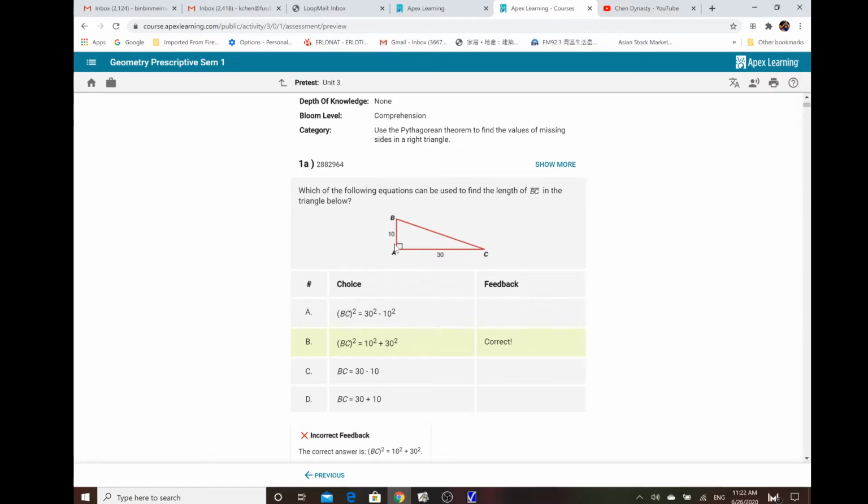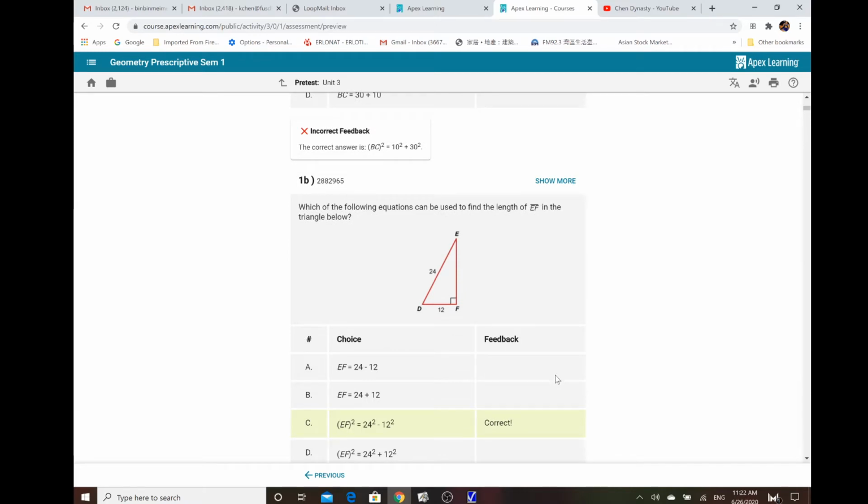So a is the shortest leg, b is the longer leg, and c is the longest side. The way to set up the Pythagorean theorem is a squared plus b squared equals c squared. Since we know that a is 10 and b is 30, we just plug in the numbers: 10 squared plus 30 squared equals segment BC squared. So the correct solution for this one is B.